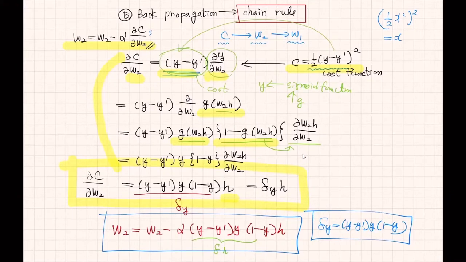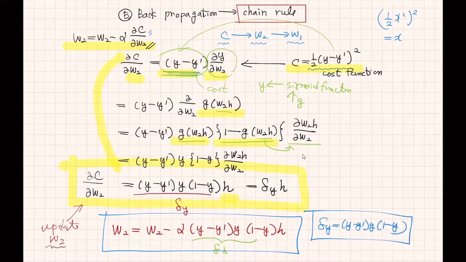Why do we need the derivative of the cost function? Because we want to update W2 in a direction so that we can minimize the cost. That's why we need a mathematical description of the cost function, and the derivative of the cost function with respect to W2.